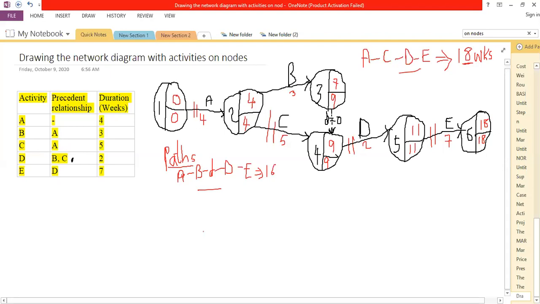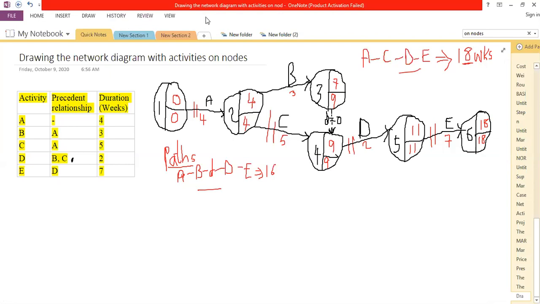The most important float, we said a float is the amount of space time that an activity can be delayed, but it depends on what that delay will cause in the project, okay? The most important type of float is what we call the total float, because the total float tells us the amount of time into which an activity can be delayed without affecting the overall completion time of the project.